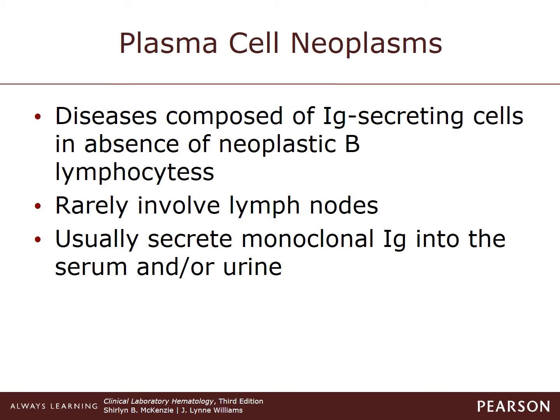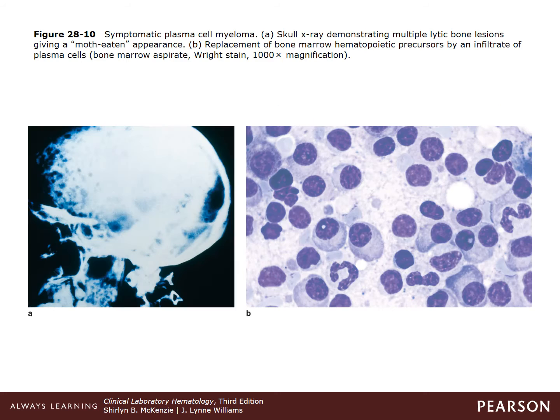So they're a diverse set of disorders that rarely involve the lymph nodes and usually secrete this monoclonal immunoglobulin into the serum or the urine. And we're just going to focus on plasma cell myeloma, or multiple myeloma. With plasma cell myeloma, you usually have a diffuse bone involvement, ranging from symptomatic or asymptomatic to aggressive, that can be present on radiological findings as seen in picture A.